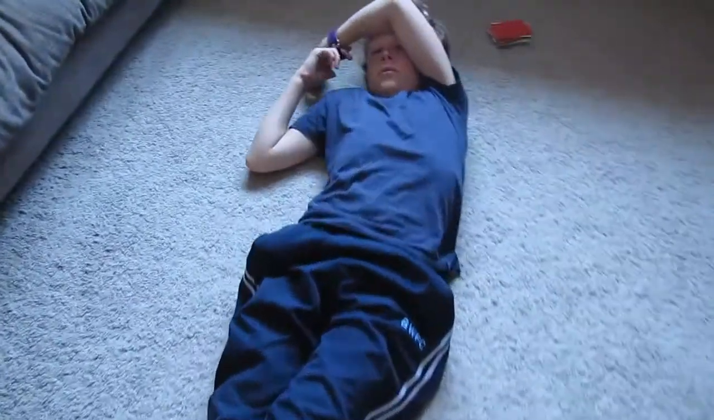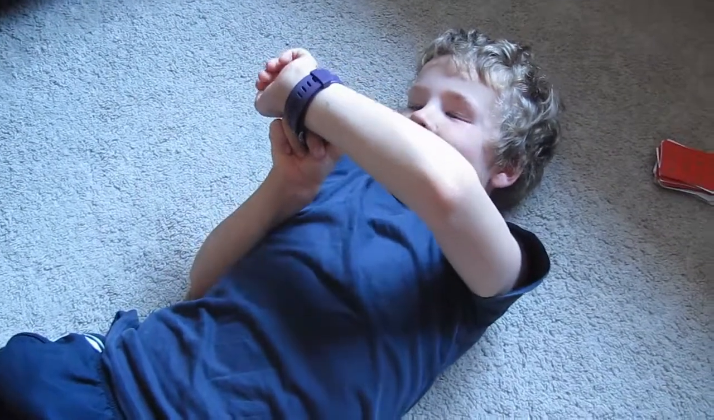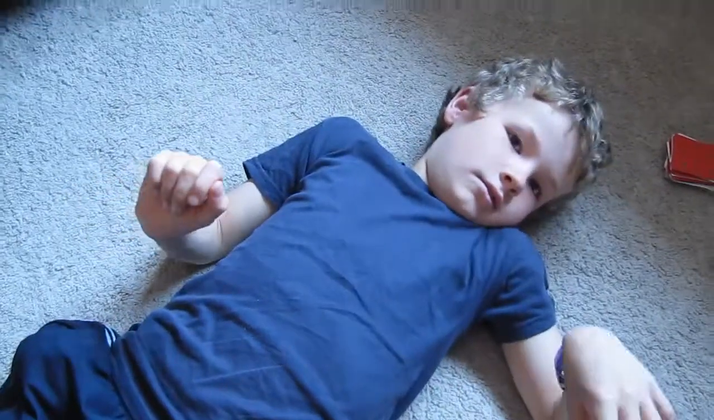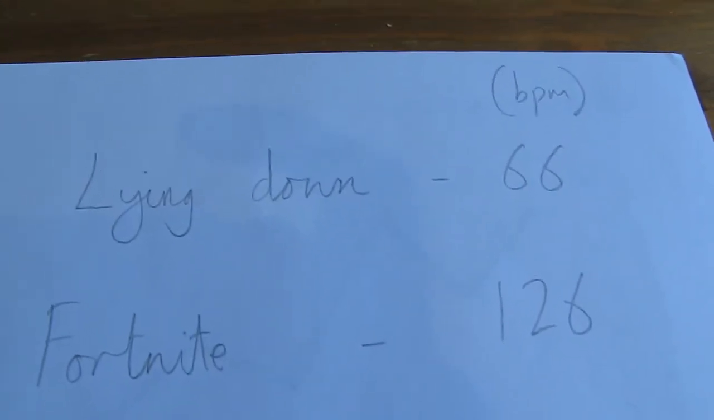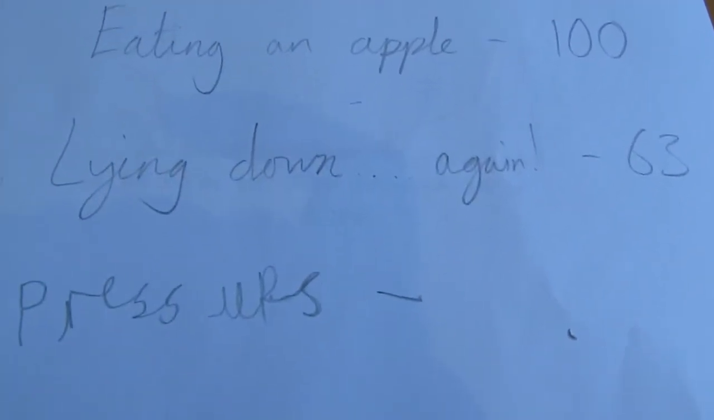Okay, James, after your 5 minutes relaxation time, what is now your pulse rate? My pulse rate is 63. 63? Oh my word. Okay, let's put it on the line graph, shall we? Alright, so we've got all of James's results down. His first activity was lying down, 66 beats per minute. Fortnite moves, 126. Crazed animal, 142. Eating an apple, 100 beats per minute, and lying down again was 63. He also wants to do some extra press-ups in a minute.